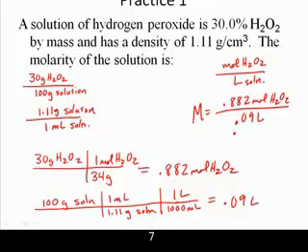And so 0.882 divided by 0.09, and that says I have a molarity of 9.8. Okay? Alright, let's look at another one.